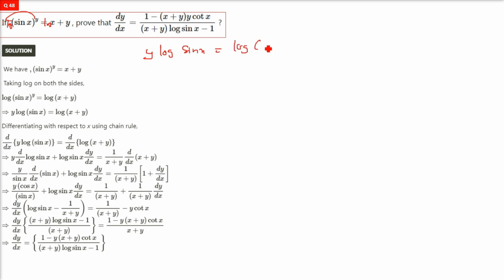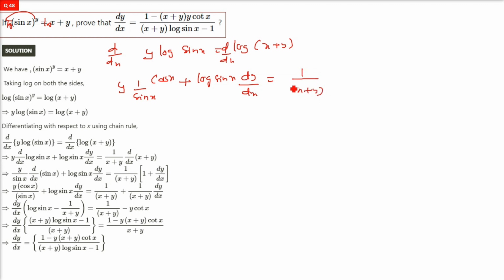And now what we'll do? We'll do the differentiation. So dy by dx I am doing on both the sides. It will be y log sin x: 1 by sin x will be cos x, plus log sin x, now outside, y will be dy by dx. And on the right hand side it is log, so 1 by (x plus y). Differentiation of x plus y is going to be 1 plus dy by dx. And you know how to do this now, because dy by dx you have to take on one side, others on another side. So just multiply things.